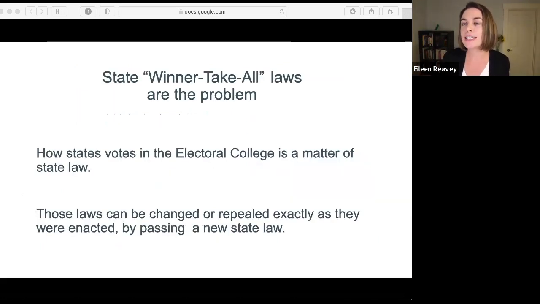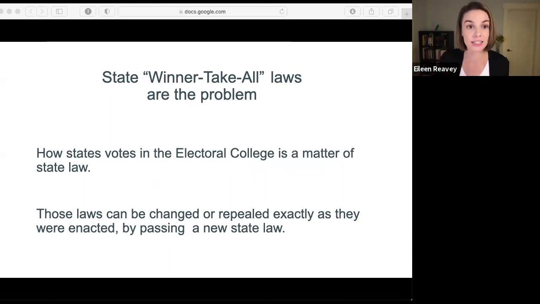So just as a little bit of a recap, the state winner-take-all laws are how we end up with these divergent elections. And the state laws are what leads us to having the popular vote winner being potentially the Electoral College loser.